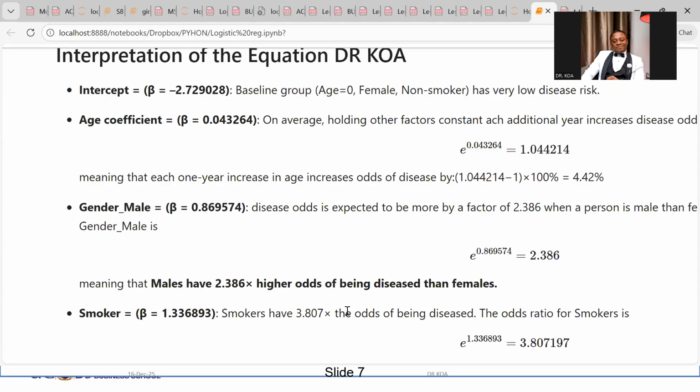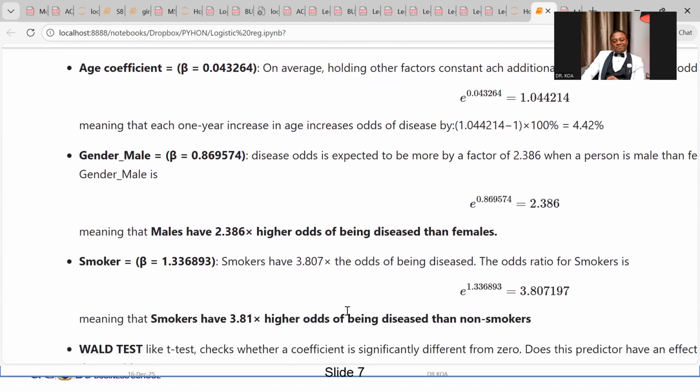Okay, the smokers have 3.807 times higher odds of being diseased. The reason why it's higher is because it's positive. And then you can see this. Another way of saying it is that smokers have 3.807 times higher odds of being diseased than non-smokers. I think it's the same thing I said.